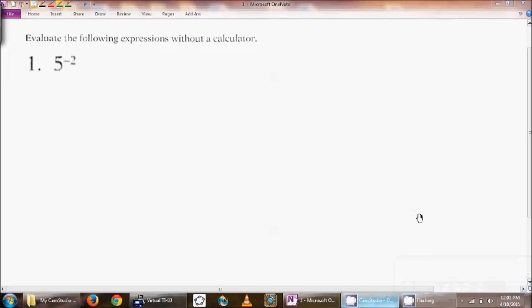Alright, welcome back to the concept review. We're going to chunk the concept review into three sections: 1 through 6, I think it's 7 through 12, and then 13 through 15. There are some challenging problems in there, and they'll increase with difficulty, but let's just go ahead and get started. So number 1, this is 5 raised to the negative second power.